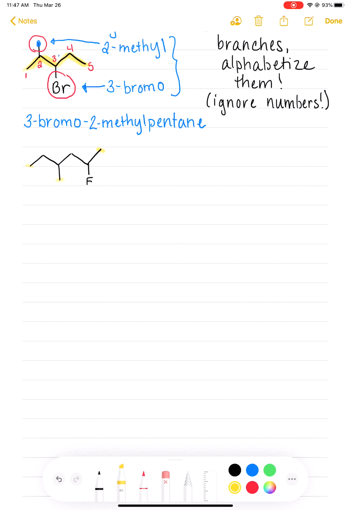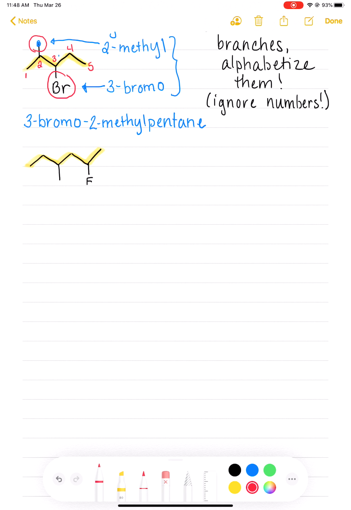If we start at the left and go all the way to the right, 1, 2, 3, 4, 5, 6. That's a better option. That's probably our longest chain, but let's check the other one just in case. 1, 2, 3, 4, 5. Nope, 5 is shorter than 6. So our parent chain is 1, 2, 3, 4, 5, 6. There it is. So that's our first step.